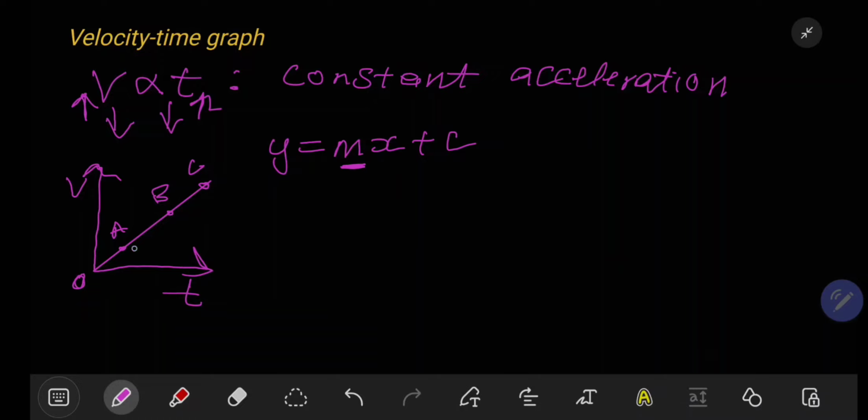We know that when we want to find the gradient of AO or of AB or of BC, the gradient will be the same, because these points are collinear. For as long as the points lie on this line, the gradient will be constant. So we can see that from this equation of a straight line, the constant variable here is our gradient.